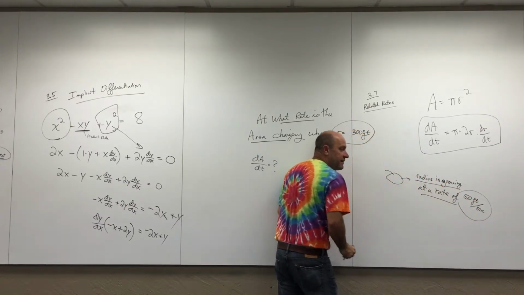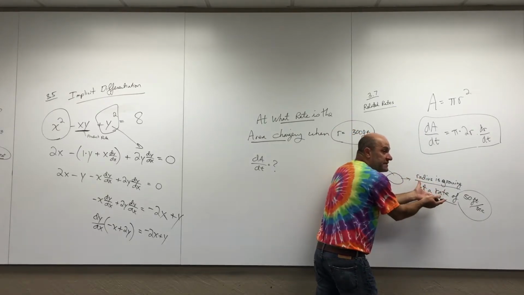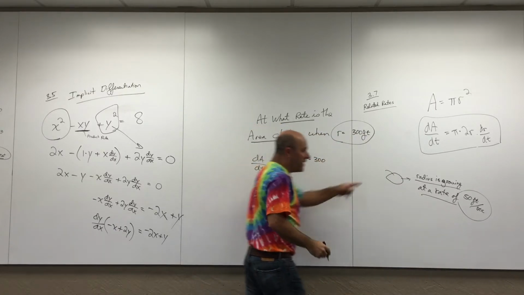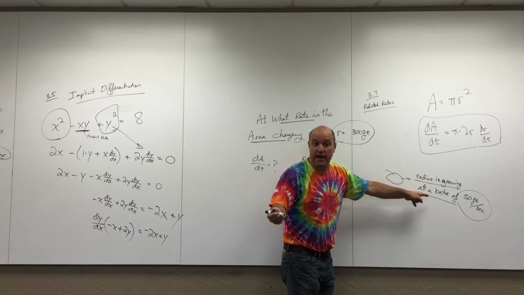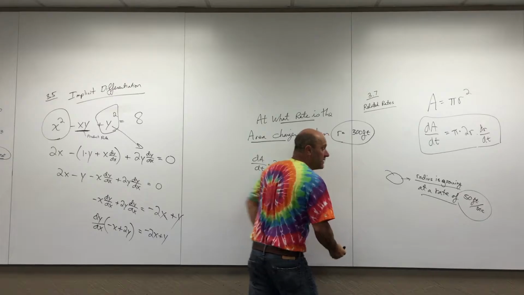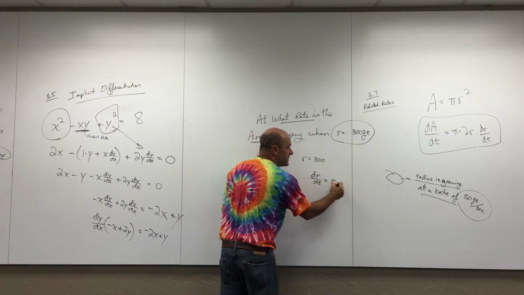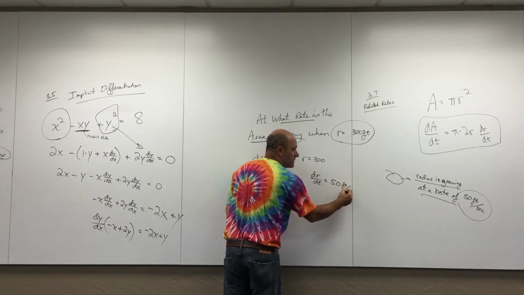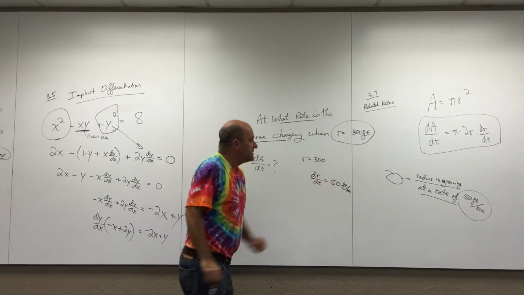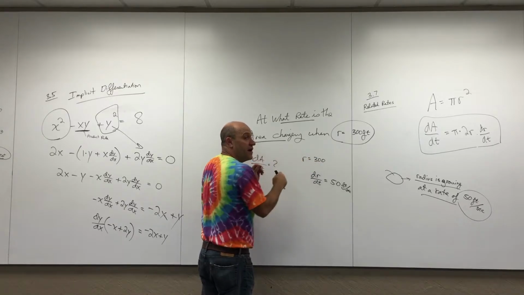What did they just give me there? Thank you. This is not the radius. This is the radius. The radius is 300. But this is the rate of change of the radius. And that is, she said it, what'd she say? dr/dt. So they gave me dr/dt is 50 feet per second. So they gave me the rate of change of the radius. They asked me to find the rate of change of the area when r is 300.